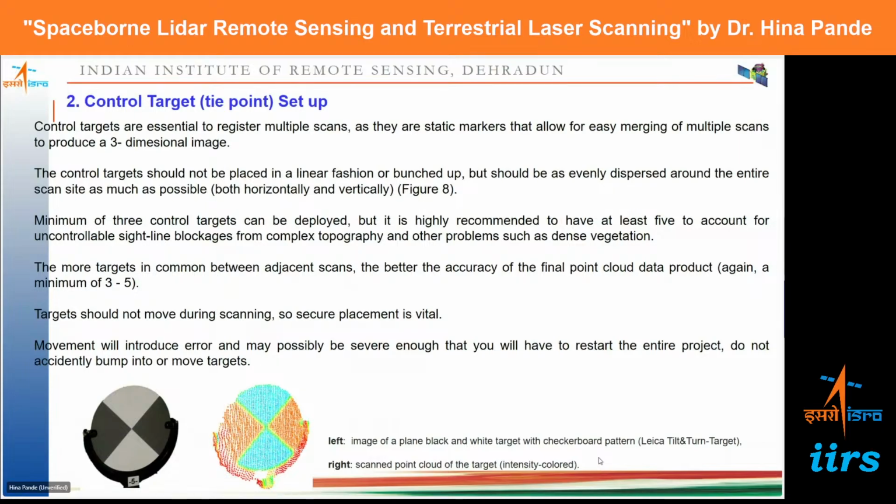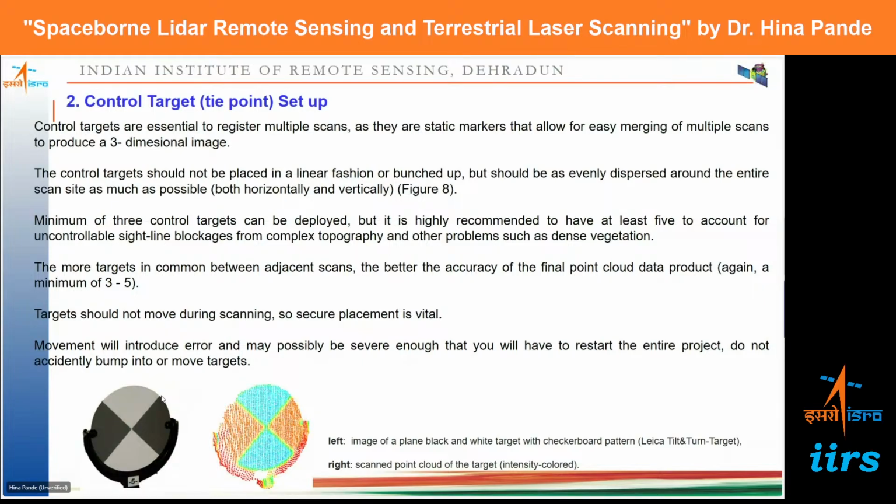Then, once we decide the scanner setup, we need to decide where the control targets or tie points are to be set up. So these are the targets. These are an example of the target. These are produced at set locations in the study site so that they can be used to stitch the multiple scans together, and they are used as tie points like we know from photogrammetry. So control targets are essential to register multiple scans as they are static markers that allow for easy merging of multiple scans that we need to produce a three-dimensional data set.